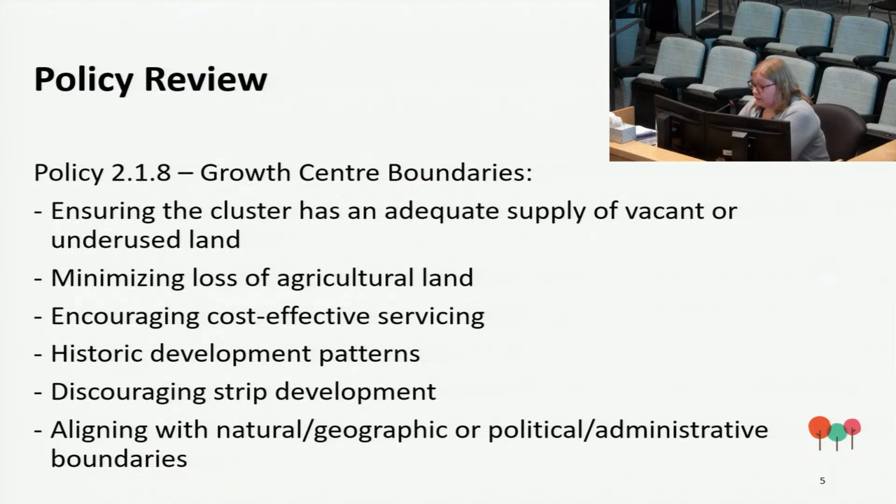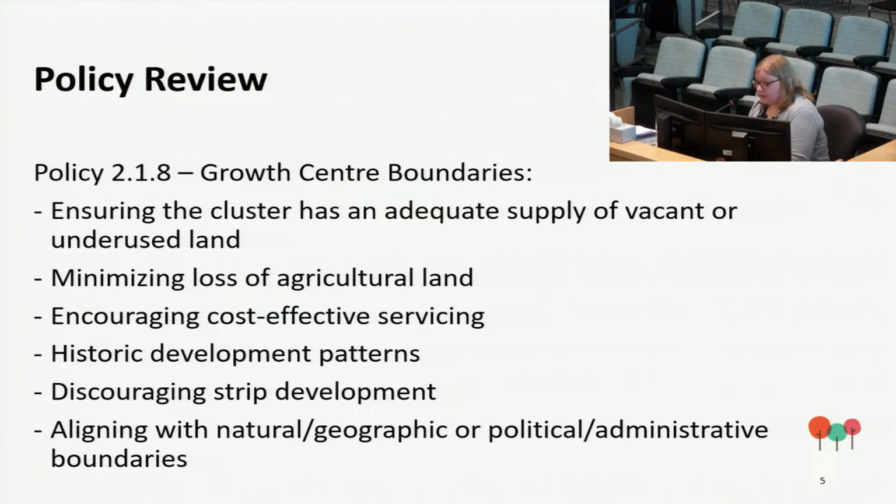We're meant to also minimize the loss of agricultural land, and that has been a critical factor in identifying our options today. We're meant to encourage cost-effective servicing. This tends to occur through compact development. We're meant to consider historic development patterns, which we've reviewed. So primarily the development within Greenwich has been along Highway 1 and within the southwest portion of the community. We're meant to discourage strip development, which unfortunately Greenwich has seen a significant amount of along Highway 1, so any option should consider how to discourage that in the future.